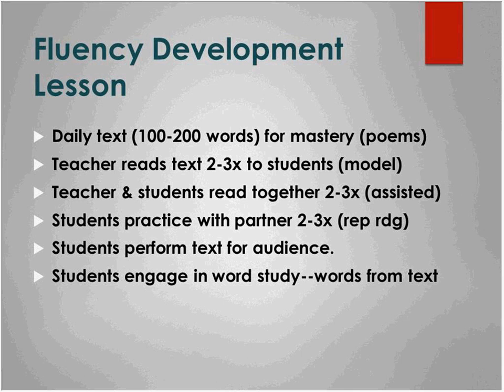You start by the teacher reading it to the kids 2 or 3 times, modeling that text, that poem, and talking about it with your kids, the content as well as how the teacher read it. Then, let's read it together. Teachers and students read it chorally 2 or 3 times. That's just assisted reading. Kids practice on their own for 5 minutes, 2 or 3 more repeated readings on their own, maybe with a partner.